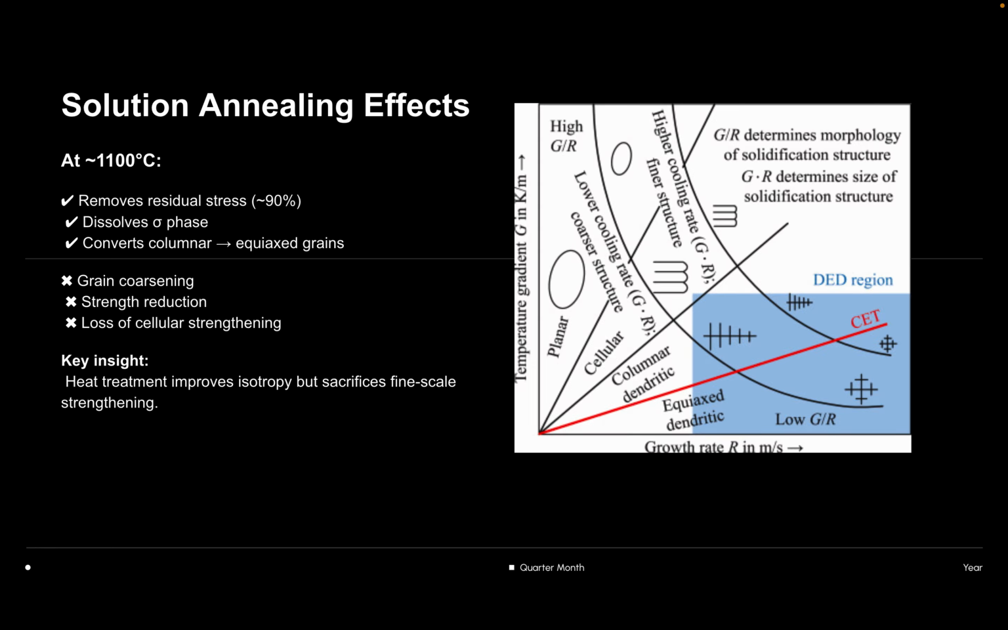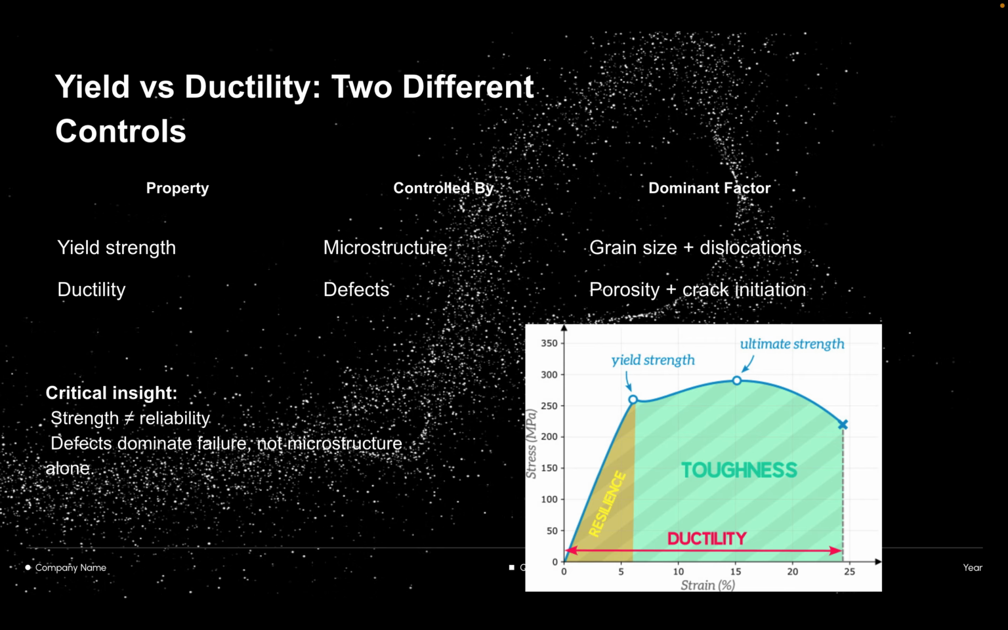And annealing effects. At around 1100 Celsius, full recrystallization occurs, removing residual stress but also coarsening the microstructure. We gain isotropy but lose fine scale strengthening. Yield strength is controlled by microstructure, while ductility is controlled by defects. This separation of mechanisms is crucial for engineering design.